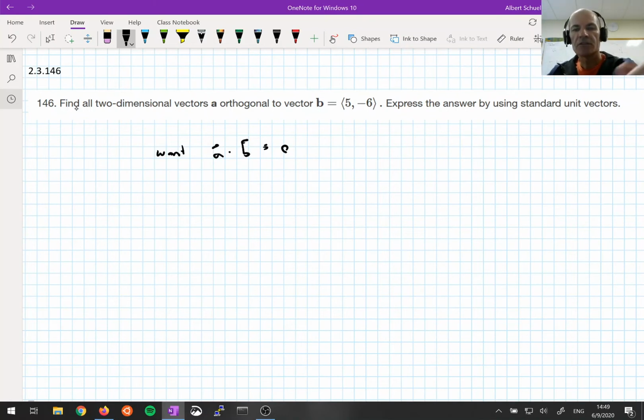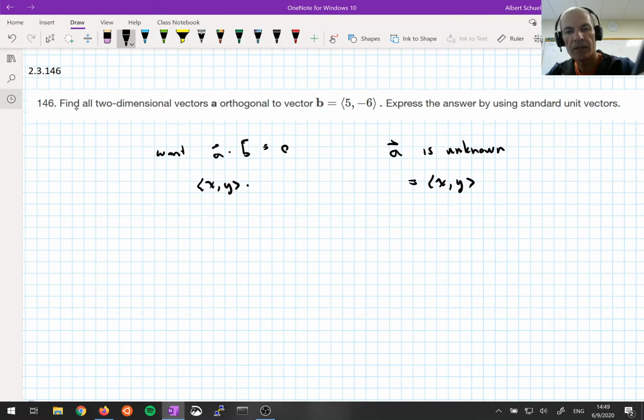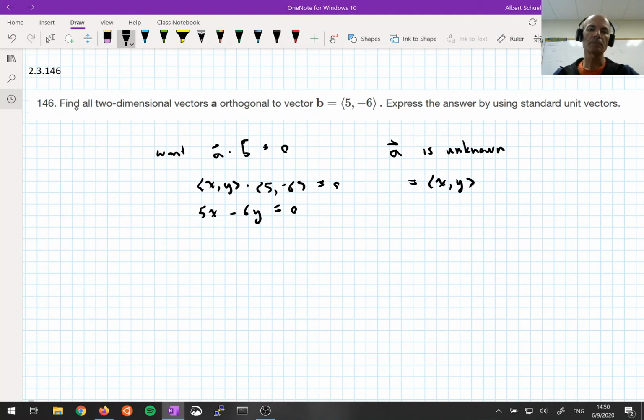Now, A is currently unknown. If we want to figure out what A is, we have to figure out each of its coordinates. So let's give them unknowns. Each coordinate gets an unknown variable. All right, well, A dot B has to be 0, so that means x, y dotted with 5, -6 has to equal 0. That means that 5x minus 6y has to equal 0. If we solve for y, we get that 5/6 x equals y.